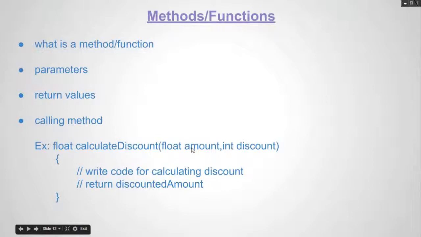So here the amount and discount are called parameters. So here the float is the return type. So what is the value this function will return? So the float represents the return type. So it will calculate the discounted amount and it will return the discounted amount. We will see the example of it.